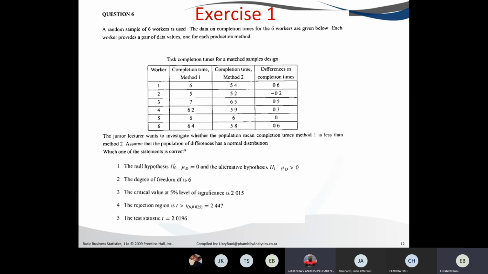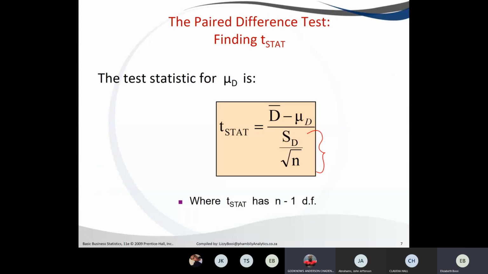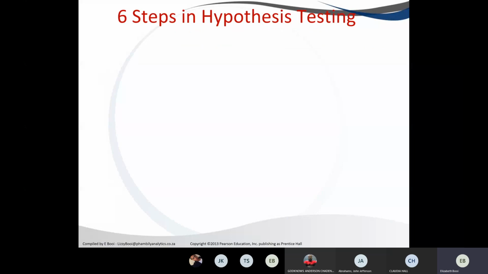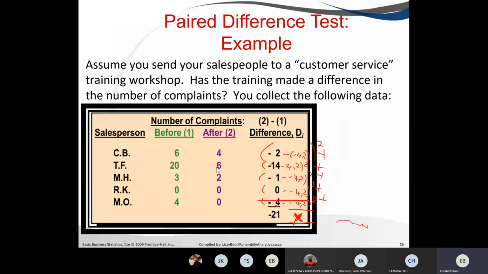Hello, ma'am. Yeah, I'm seeing on this example that the exercise that we must do says method 1 minus method 2. But on the example that you did, you said 2 minus 1. I think there is a difference. There is no difference. It's the same. You can do 2 minus 1 or 1 minus 2, it is still going to give you the same.